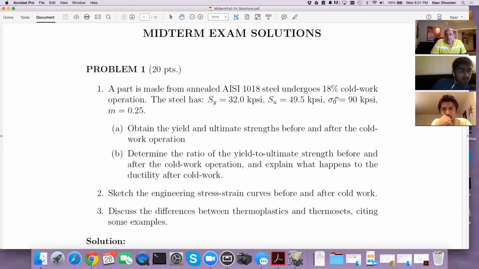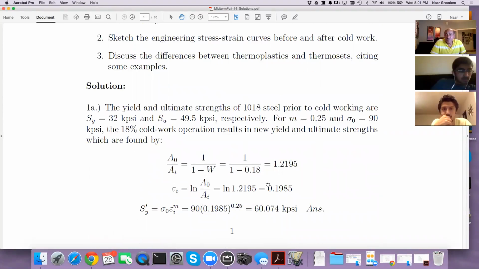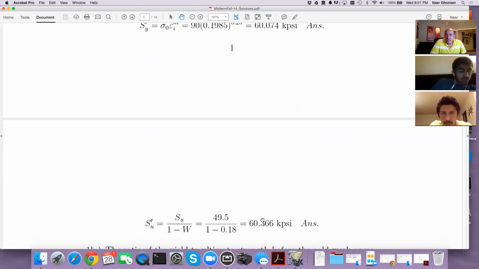So the whole idea is that we know the cold work, then we get 1 over 1 minus W, and that is the strain, and the strain solves the whole problem. So this is A0 over Ai, and when you take the ln of that A0 over Ai, you get the true strain. Once you know the true strain, you use the Ramberg-Osgood relationship, you get the new yield stress, and the ultimate you get from conservation of force.